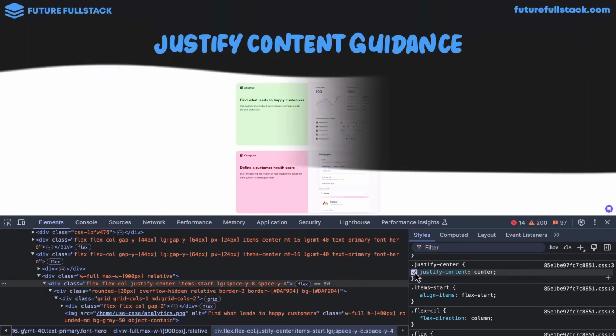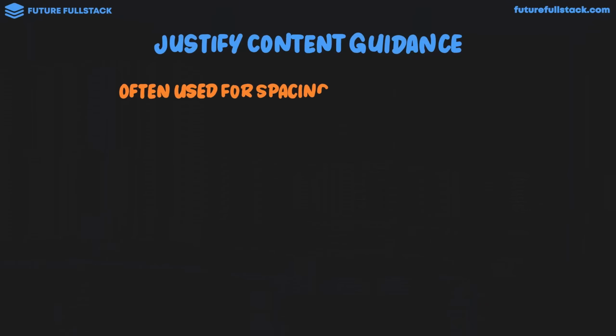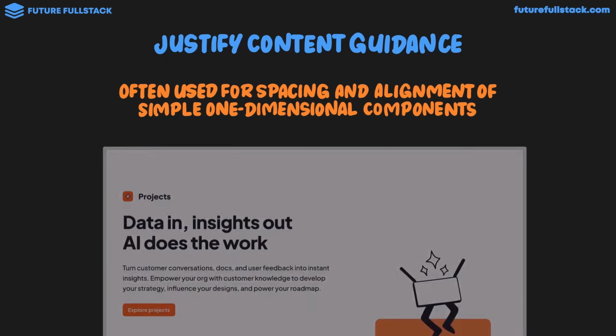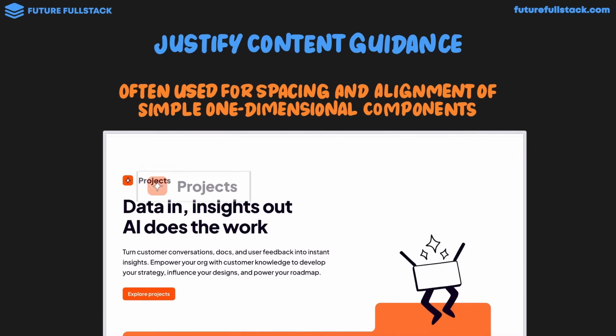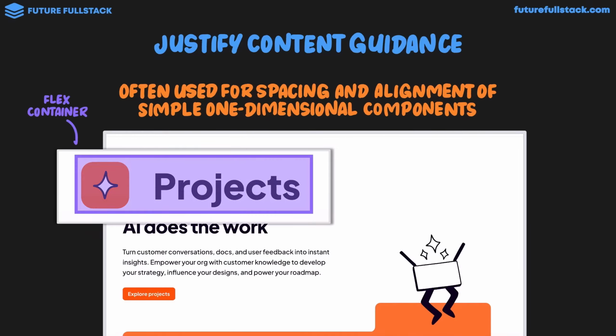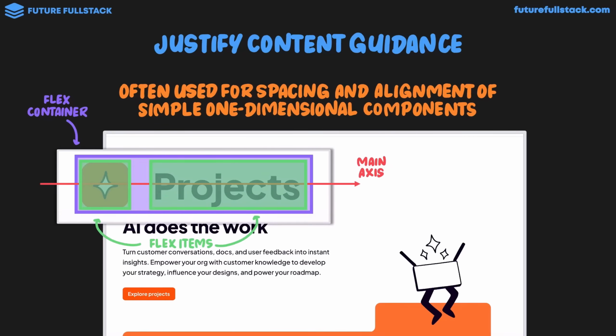Moving on to the next piece of guidance, it's often used for spacing and alignment of simple one-dimensional components. Looking at this web page over here, I'm going to zoom in to the icon and projects. All of this would be inside a flex container. Our main axis is in row running from left to right. We have our icon and text, and these would be our flex items. So again, we're just using Flexbox to easily position items horizontally. So let's check this out in the browser.